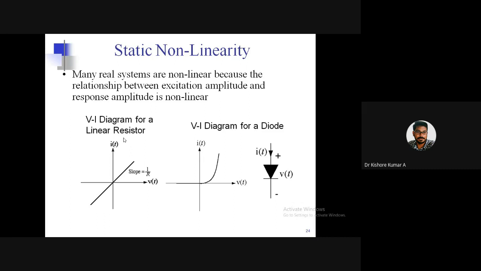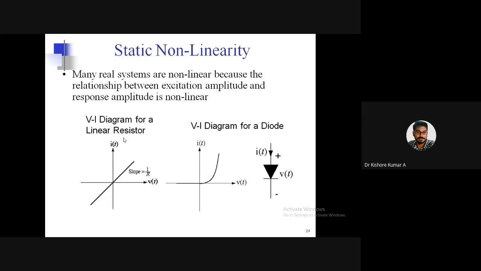Static non-linearity. Many real systems are non-linear because the relationship between the input and output, the so-called voltage and current, between the excitation amplitude and response amplitude, is non-linear. Here for a diode, I've given the voltage-current (VI) diagram for a linear resistor and the VI diagram for a diode. For the resistor, if you keep increasing the voltage, the current keeps increasing. If you determine the slope, it is 1 by R.